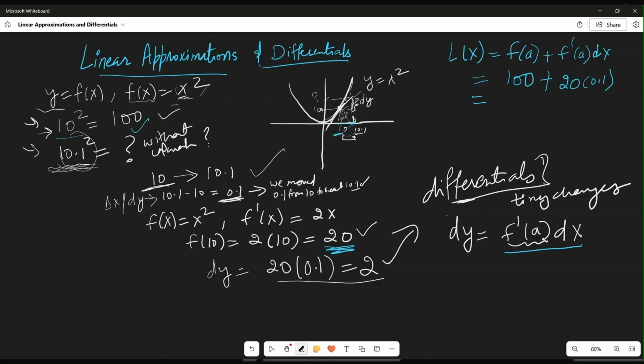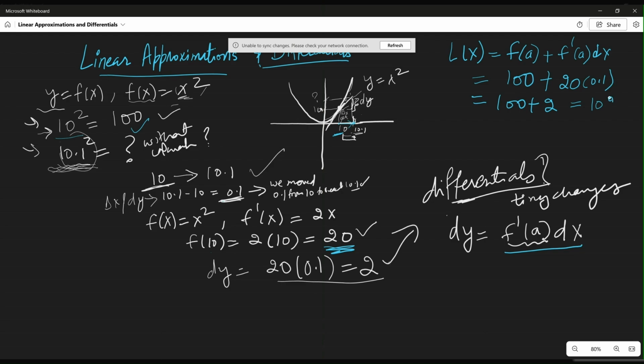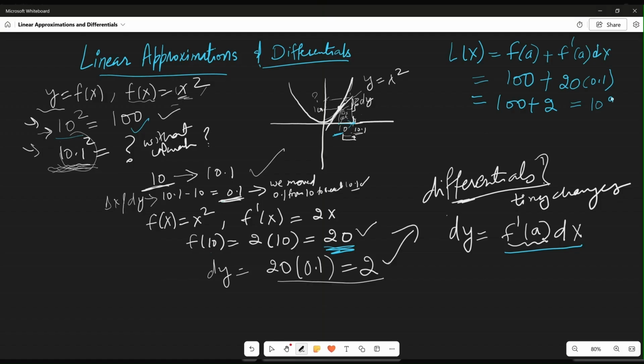So what we have is 100 plus 2, which is equal to 102. Now if you take out your calculator, let's see what value we are getting.